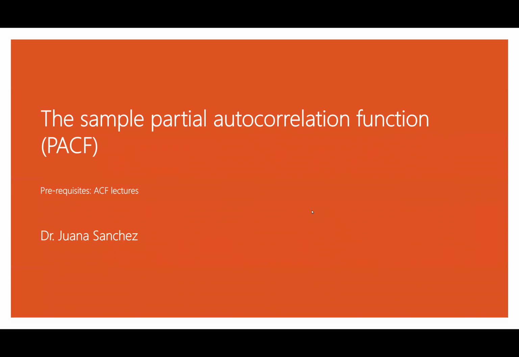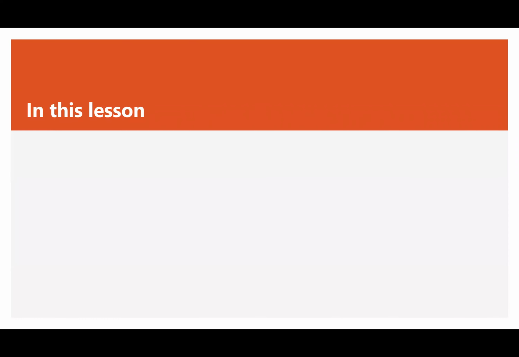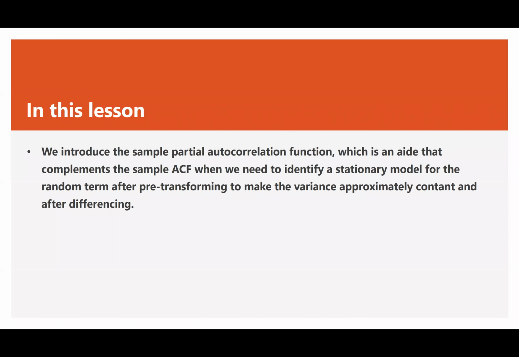This lesson is about the partial autocorrelation function. We are going to introduce the sample partial autocorrelation function, which is an aid that complements the sample ACF when we have to identify a stationary model for the random term that we get after pre-transforming to make the variance approximately constant and after differencing.